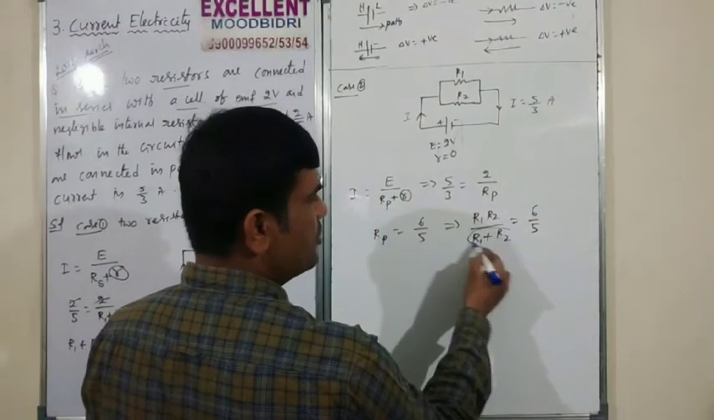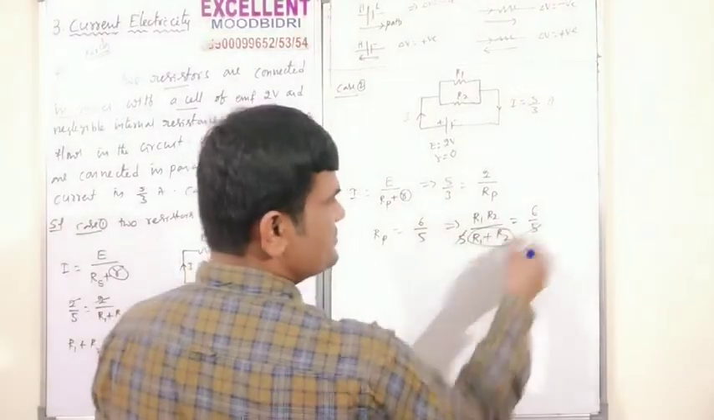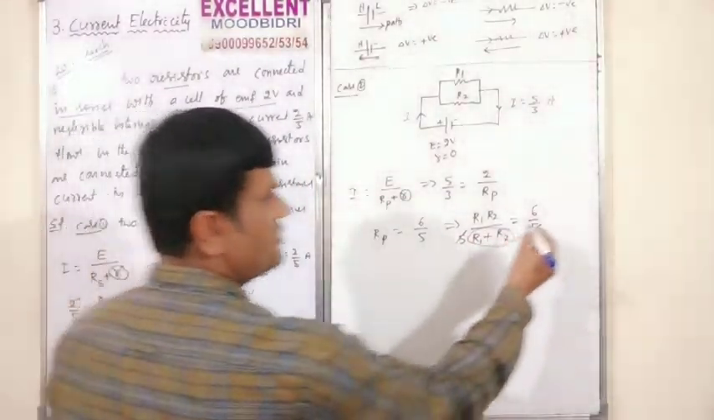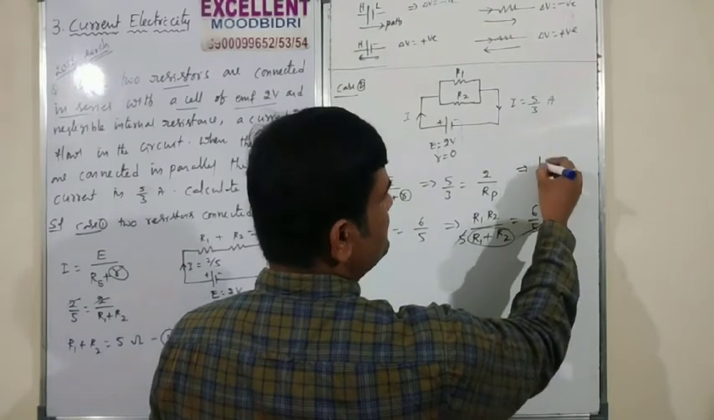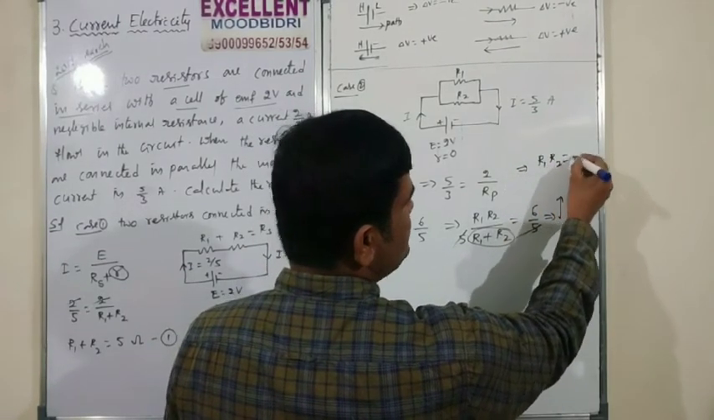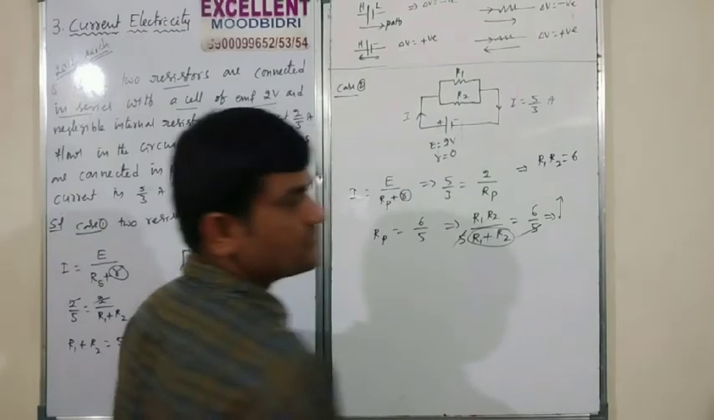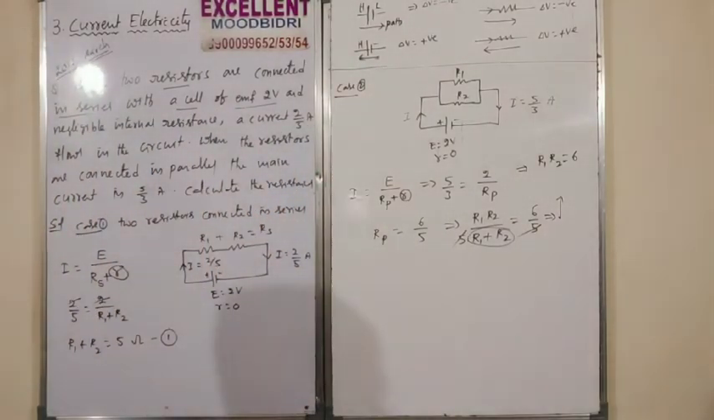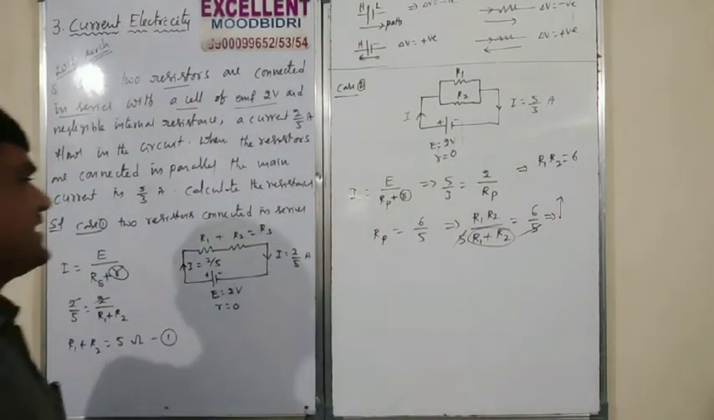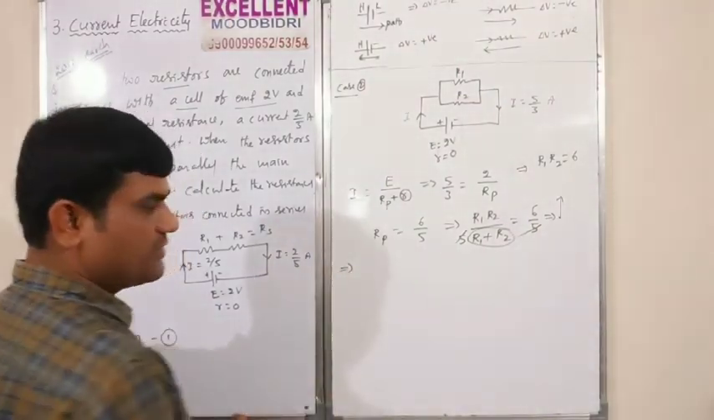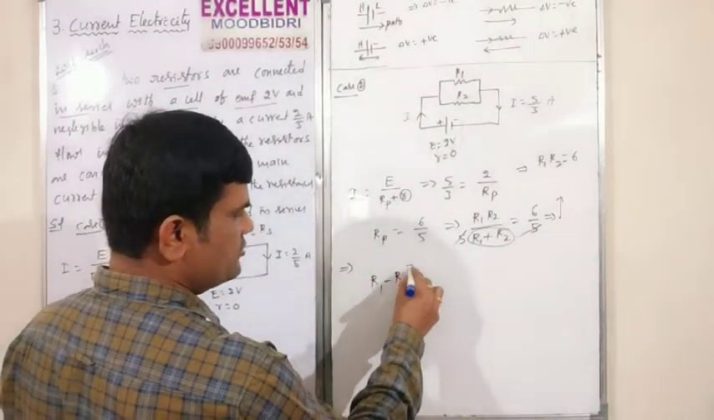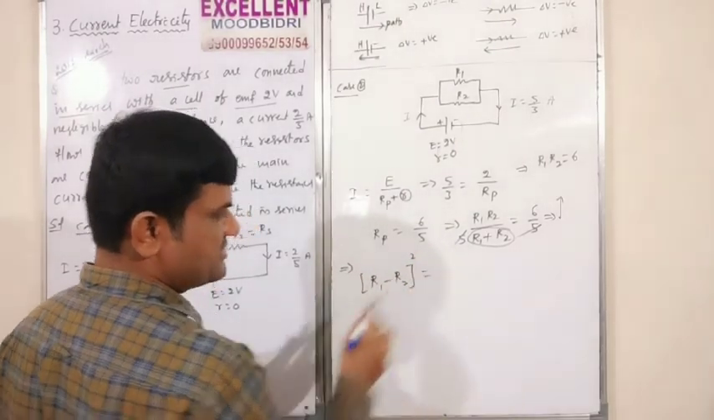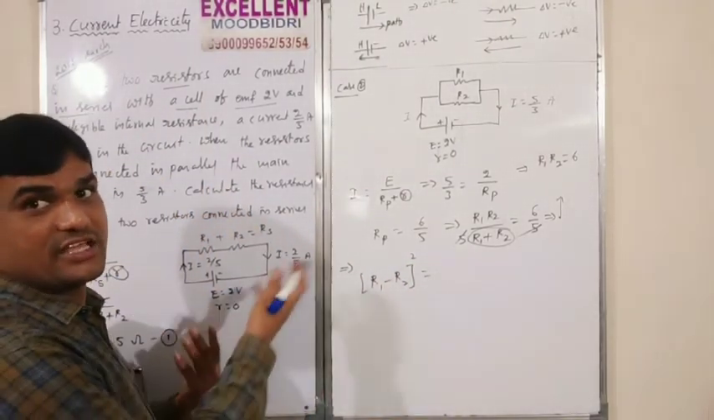R1 plus R2 value is how much? 5 only, so this 5 gets cancelled. Therefore we got R1 into R2 is equal to 6 ohm square. Now I want the individual values. Therefore I want to follow the R1 minus R2 whole square formula. You know this. In the capacitor chapter also the same problem will be there.